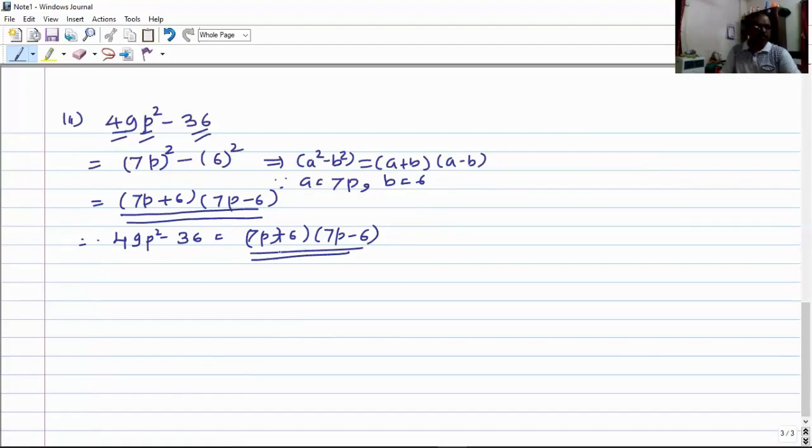So in this way, students, we can apply the three identities to get the factors of the given algebraic expression. So hope everyone understood this.